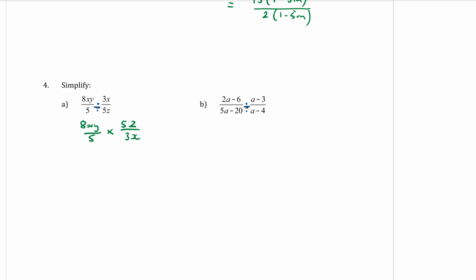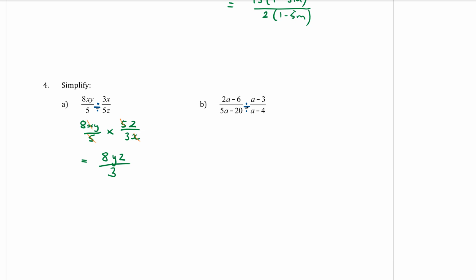We want to look to cancel. So x and x cancels. 5 and 5 cancels. Once I've cancelled everything, times what's left. On the top, I have a 5, not a 5, the 5 cancelled. I have an 8, a y, and a z. On the bottom, the only thing left is the 3.